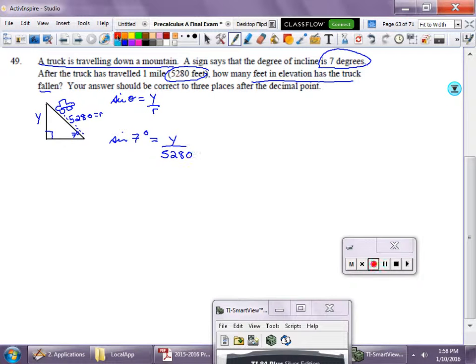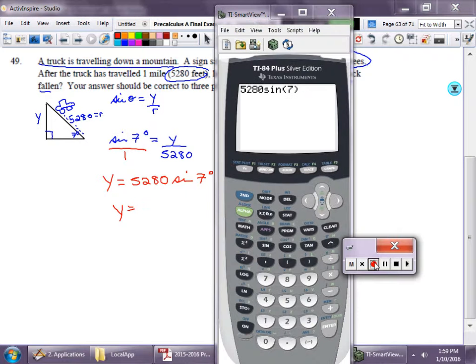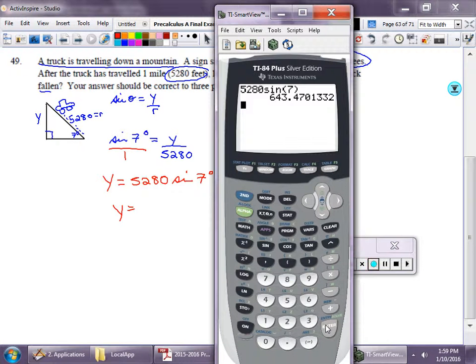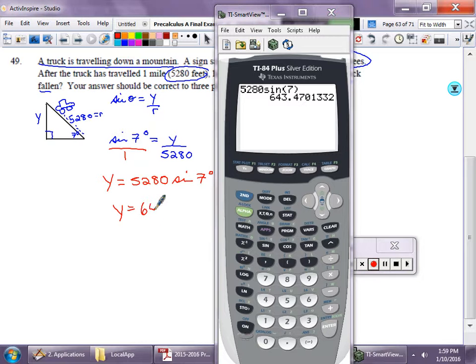Cross multiply to solve. y equals the constant. Be careful. Always remind yourself, the constant becomes the coefficient. We did a lot of these. Calculator. 643.470 feet. That's it.